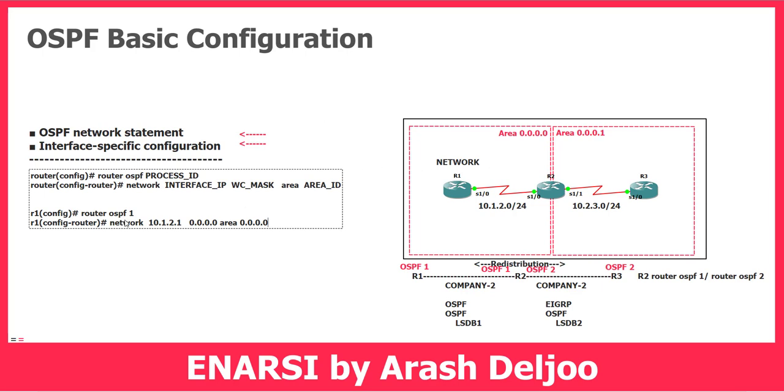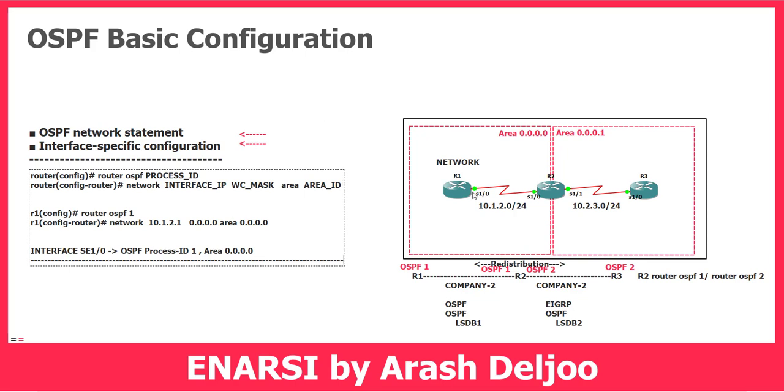Actually, with these commands, we have configured interface serial 1/0 of router 1 with OSPF, in area 0, in process 1. Now interface serial 1/0 is enabled by OSPF process 1 and also in area 0.0.0.0. That's it. This is the configuration of router 1.